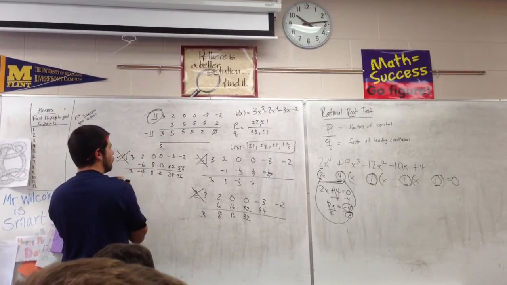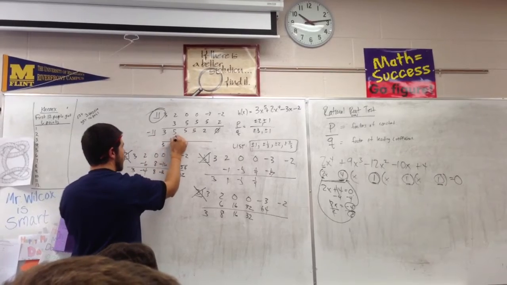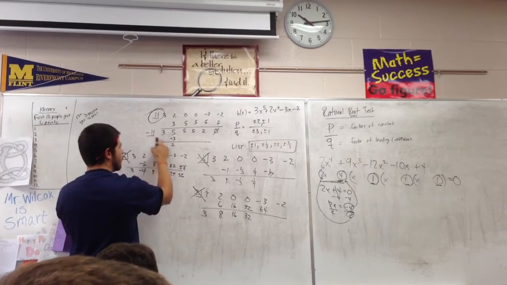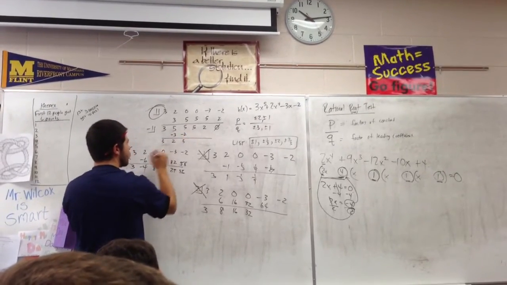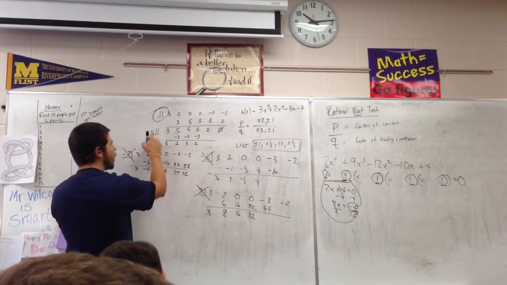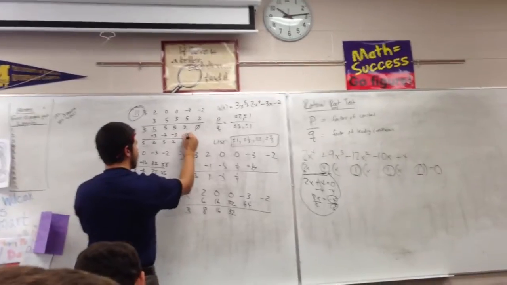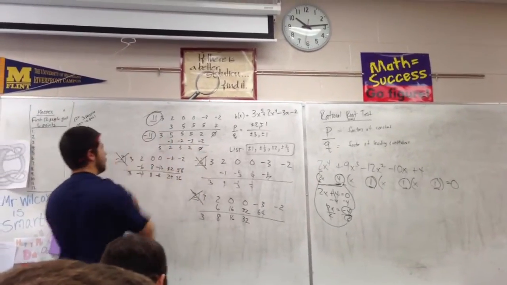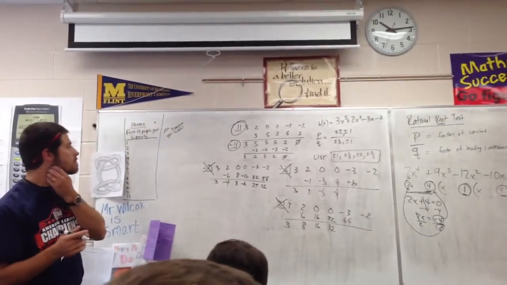3 drops down. Negative 1 times 3 is negative 3. Add them up is 2. Negative 1 times 2 is negative 2. Add them up is 3. Negative 1 times 3 is negative 3. Add them up is 2. Looking good. Negative 1 times 2 is negative 2. Wager, you win.